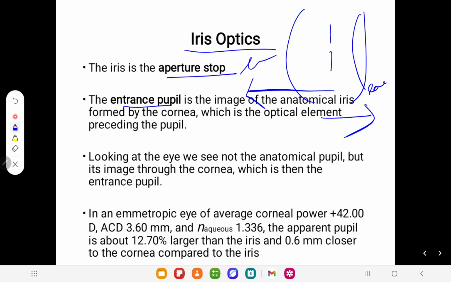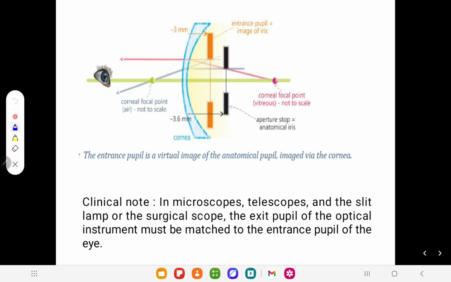So the entrance pupil is made by the cornea, the optical element preceding the pupil. Looking at the eye, we see the anatomical pupil, but through the cornea we see the image, which is the entrance pupil. Normally the entrance pupil is approximately 13% larger and around 0.6 mm closer to the cornea than the actual pupil. Clinical note: for microscopes, telescopes, slit lamps or surgical scopes, the exit pupil of the optical instrument must be matched to the entrance pupil of the eye. So it's very important.